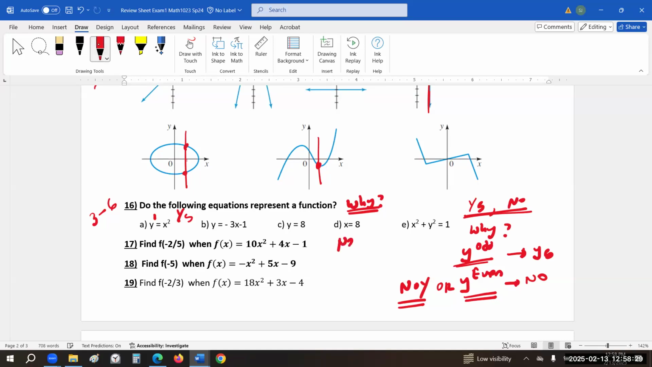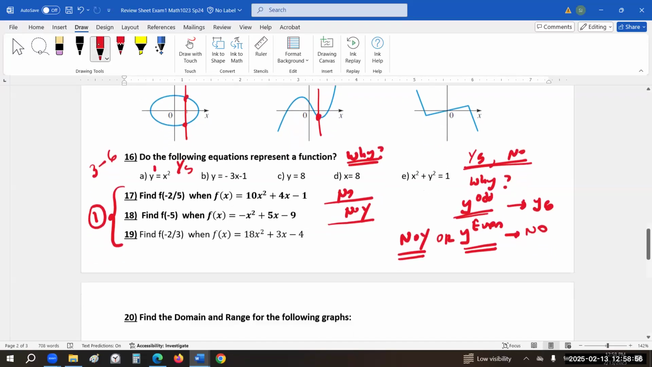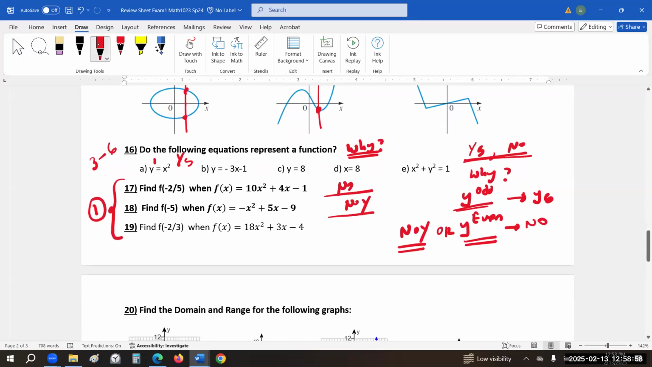D, it's no. Why? Okay, so I'll give 2 spaces. One is for yes, no, and one is for your reasoning. And you'll see it says write yes, no, and then why. Either 3 or 6, I don't remember. And then one from substituting.